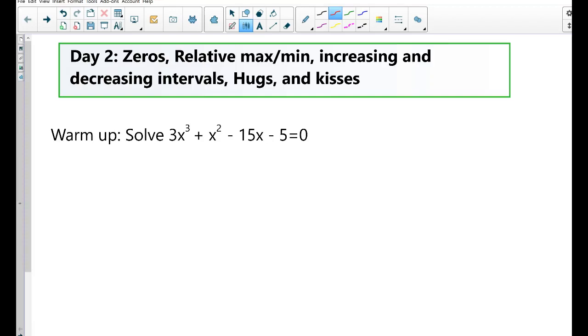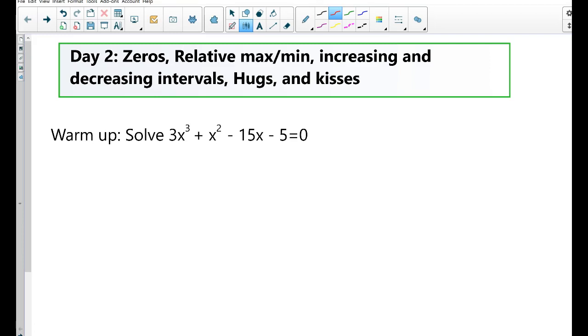This is day 2 of Unit 3, and we're going to look at zeros, minima and maxima, and hugs and kisses. We're going to start off with a warm-up, so please put the video on hold and try your hand at this.